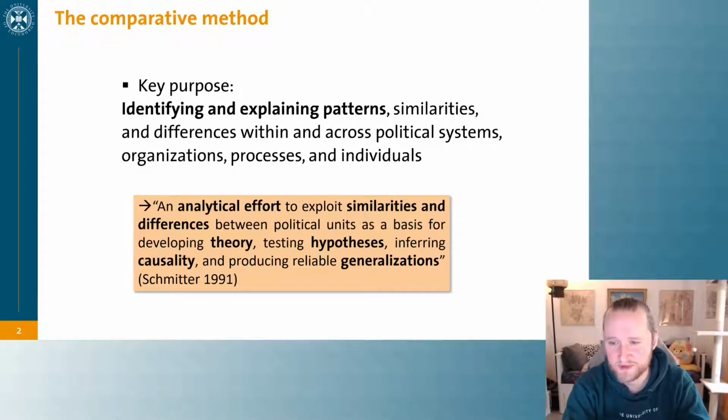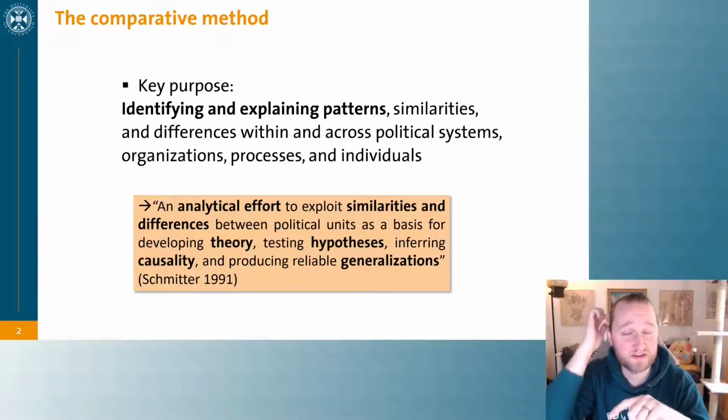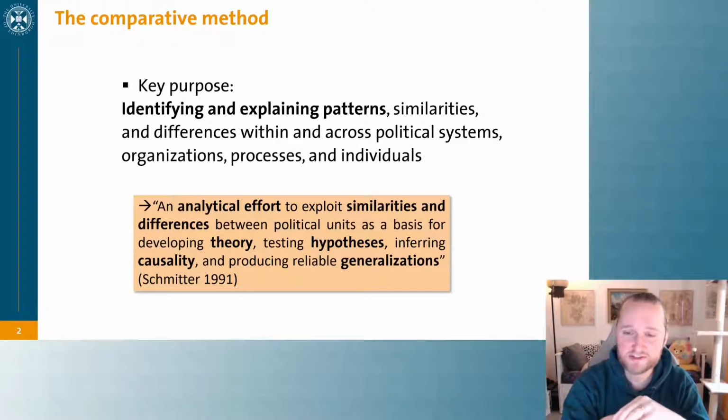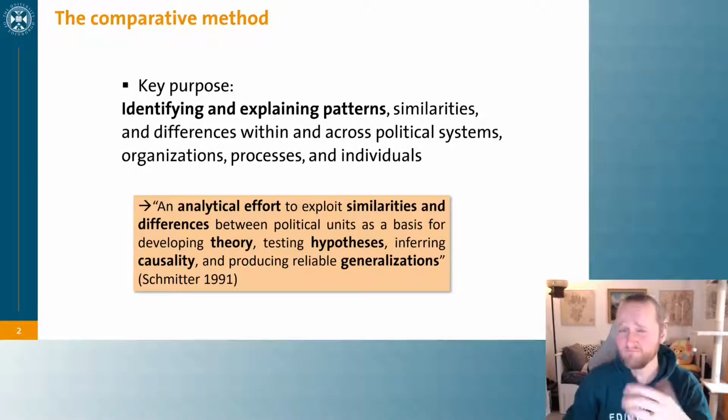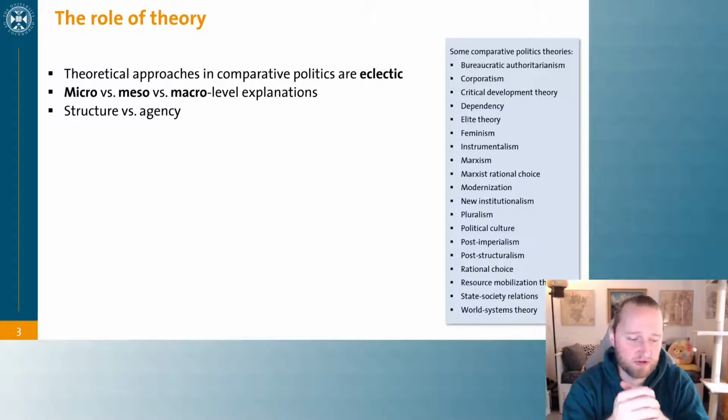And as Schmitter has put this, and this is just a restatement of a slide from the earlier lecture, comparative politics is an analytical effort to exploit similarities and differences between political units as a basis for developing theory, that's important, for testing hypotheses, for inferring causality, and producing generalizations. So we take political units, and we'll talk about what those political units might be in just a second. We compare them across time and across space, and whatever patterns result from that, we try to explain. So far that's pretty straightforward.